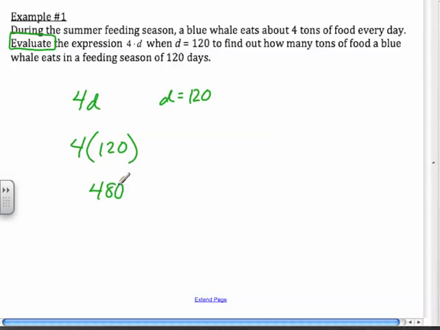Now let me ask you something, Kai. Is this simpler or is that simpler? Which one's simpler? No, I'm not asking the process. I'm asking which form is a simpler expression, the 4 times 120 or the 480? Which one is simpler? The 480, right? Because it's not 2 numbers, it's 1 number. So when you hear the word simplify, that means write it in its simplest form. That means combine things if you can, right?